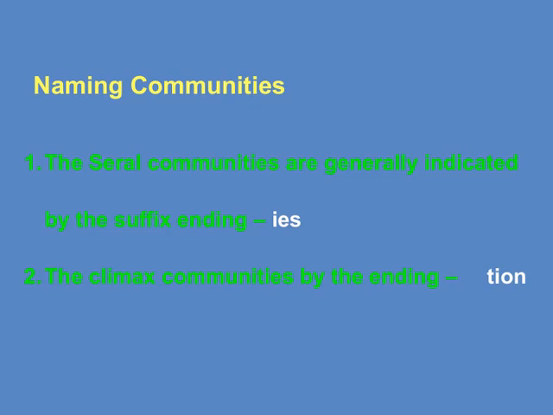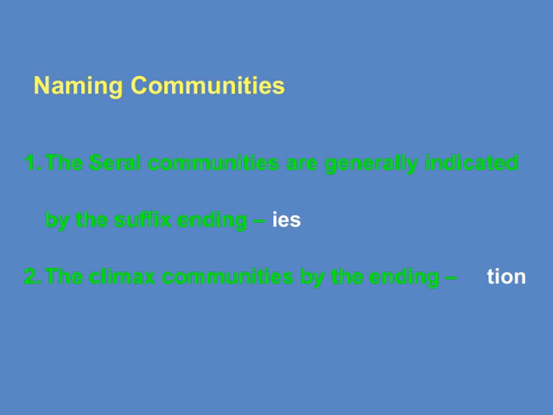Now let's talk about how communities are named. Typically, seral communities, those that represent different stages of ecological succession, are indicated by a specific suffix ending, which is "wise." So, when you see a community name ending in "wise," it usually points to a seral stage, a transitional phase in the development of an ecosystem.